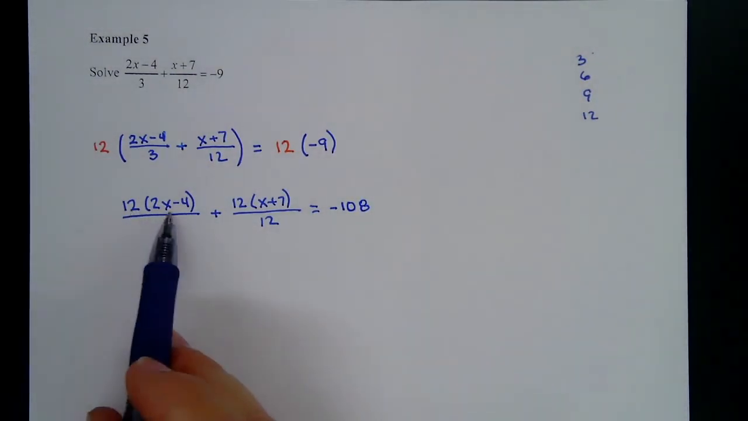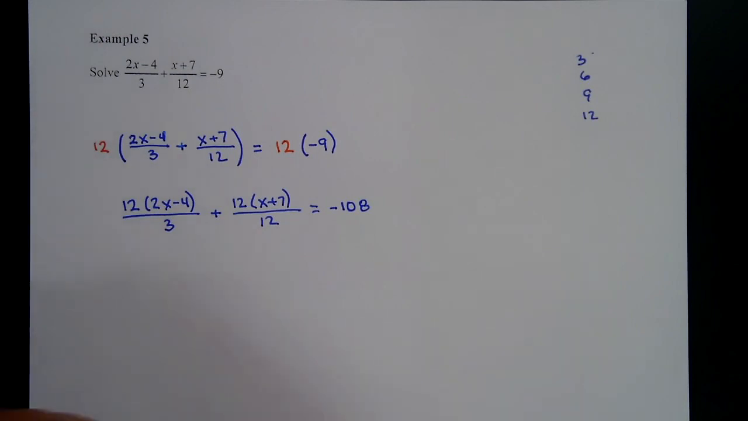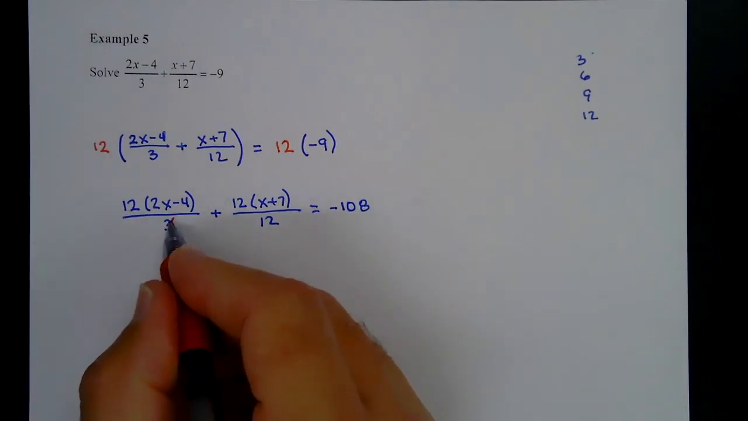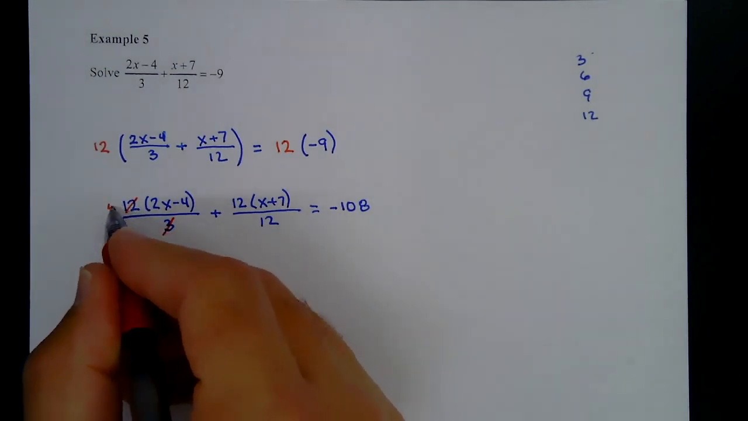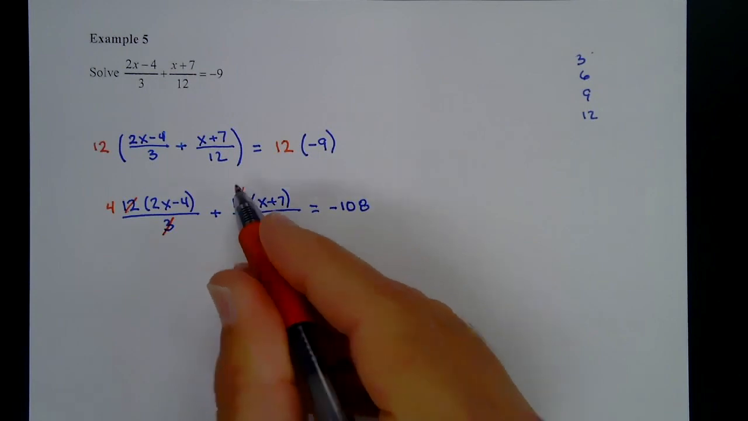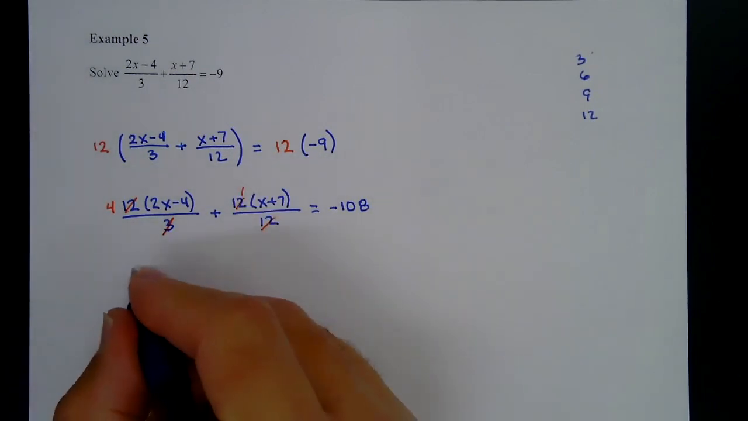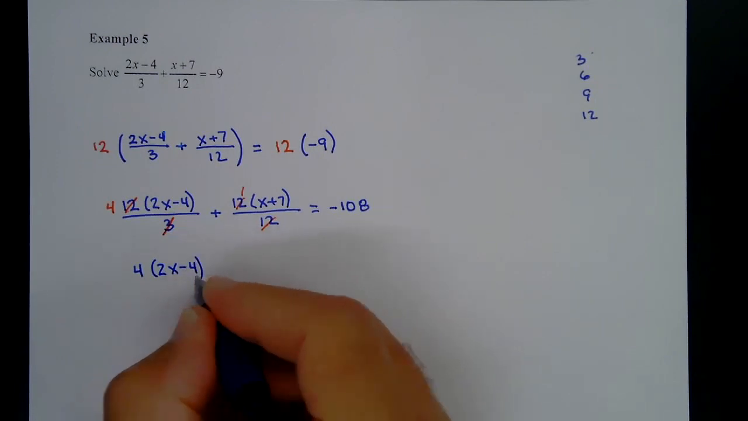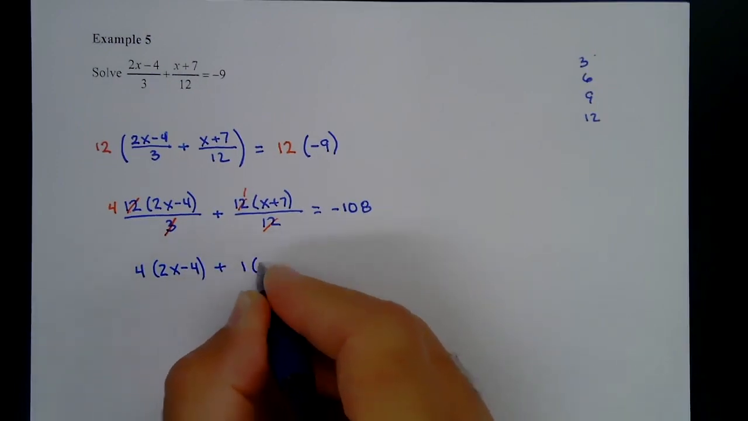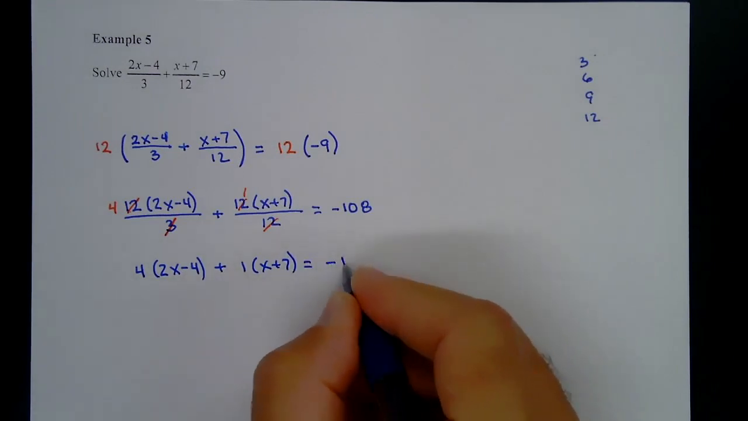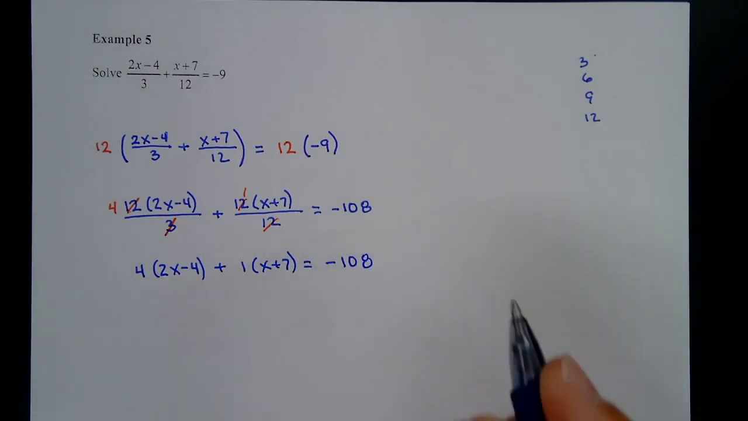Now, why didn't I distribute this 12? Because you could have, but here's why I didn't. This 3 is going to go into the 12 how many times? I'm going to cross the 3 out, and it goes into 12 4 times. And this 12 goes into 12 1 time. So this becomes 4 times 2x minus 4, plus 1 times x plus 7, is equal to negative 108. Now it looks like a problem we just did earlier, right?